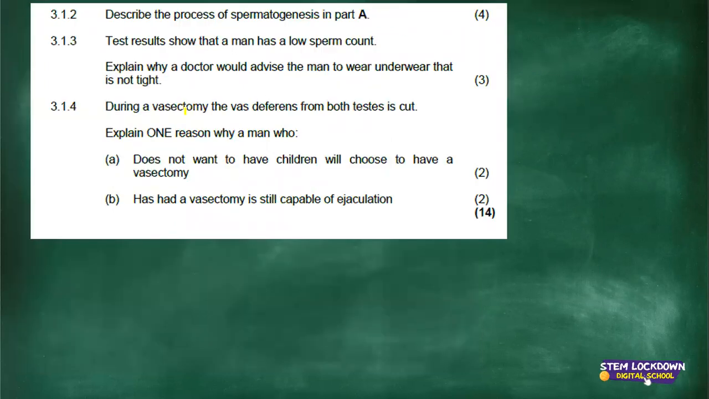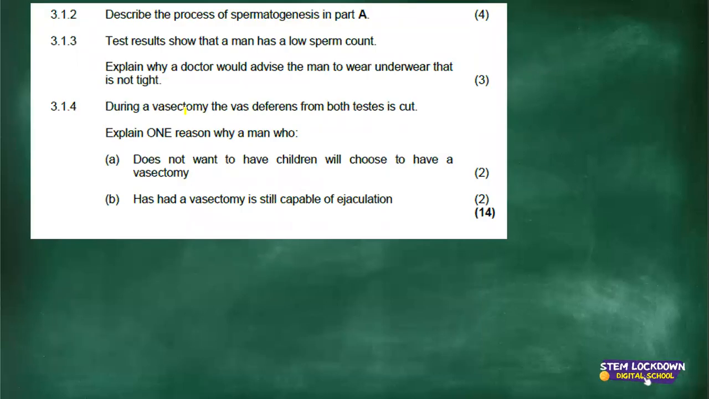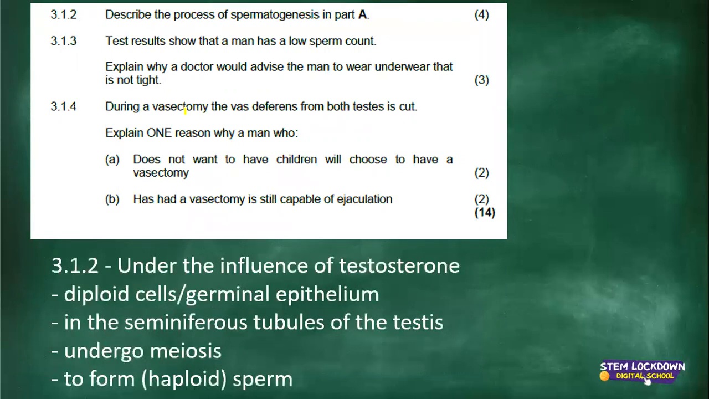And then 3.1.2, describe the process of spermatogenesis in part A. Part A is in the testis. So you're explaining the process of spermatogenesis in the testis. Remember, so these are linked. If you didn't know exactly what A is, you might struggle to answer this question. So what is the process there? Under the influence of testosterone, the diploid cells or the germinal epithelium in the seminiferous tubules of the testis will undergo meiosis to form the haploid sperm.